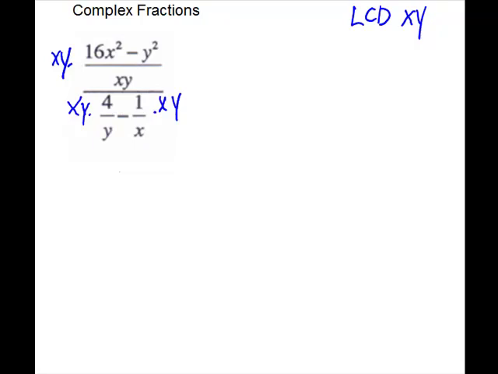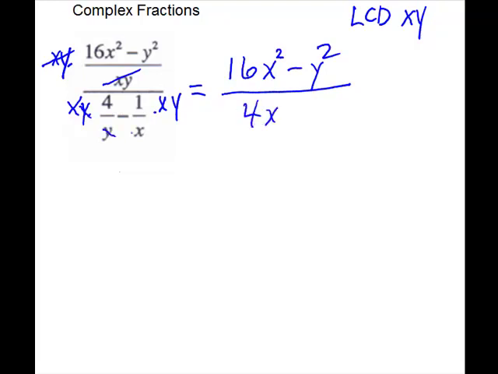Right, now we'll clean up. On that numerator, this is gone. So we have left 16x squared minus y squared. In this denominator, the y will cancel. We have 4x. In the second fraction, the x will cancel, so we have minus y.